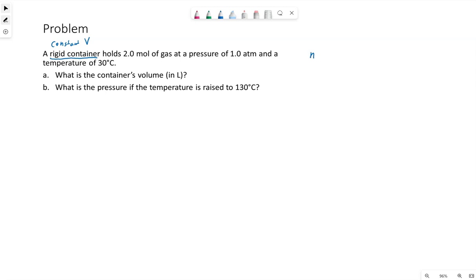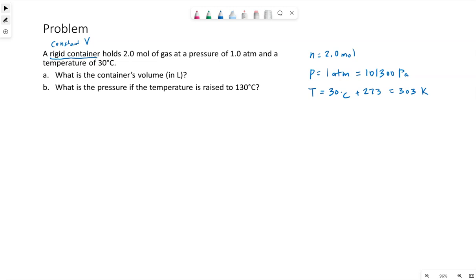The 2 moles of gas is our n, lowercase specifically. We have a pressure of 1 atm, which we can convert to pascals. We have a temperature of 30 degrees Celsius, which would be, when I add 273, 303 Kelvin. Any time we use the ideal gas law or any relation derived from the ideal gas law, our temperature must be in Kelvin.